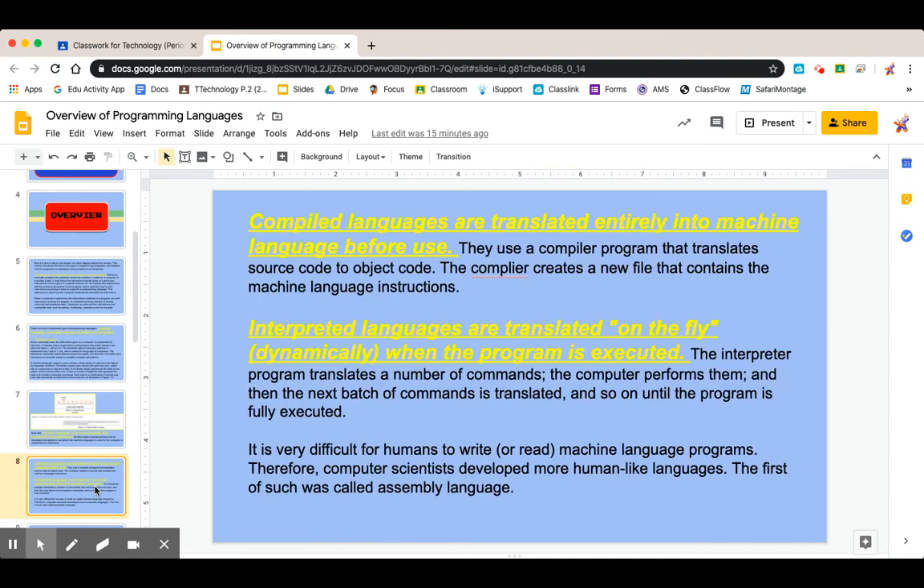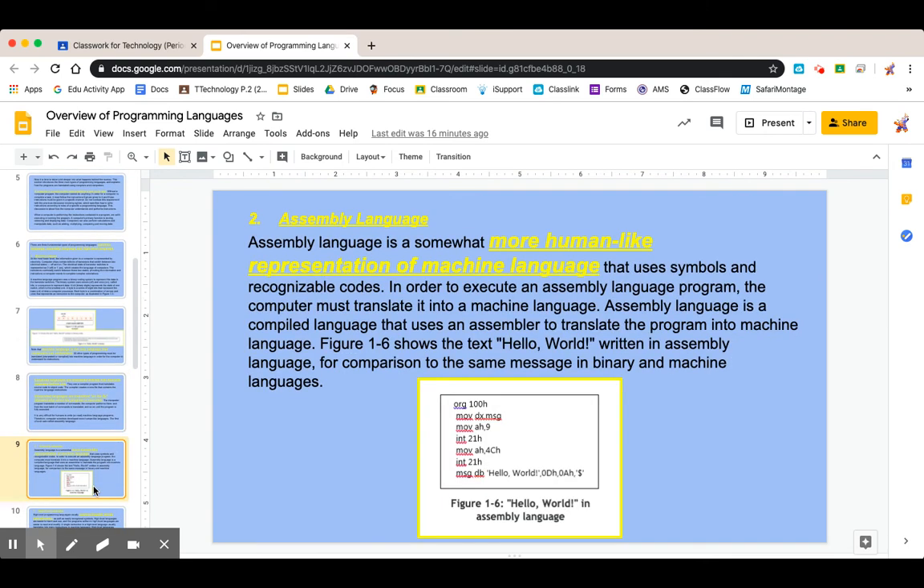Compiled languages are translated entirely into machine language before use. These are the two different ways that languages can be translated. It can be either compiled, which means it's translated entirely into machine language, or it can be interpreted, which means it's translated on the fly, or as the program is running. Those are the two different ways.